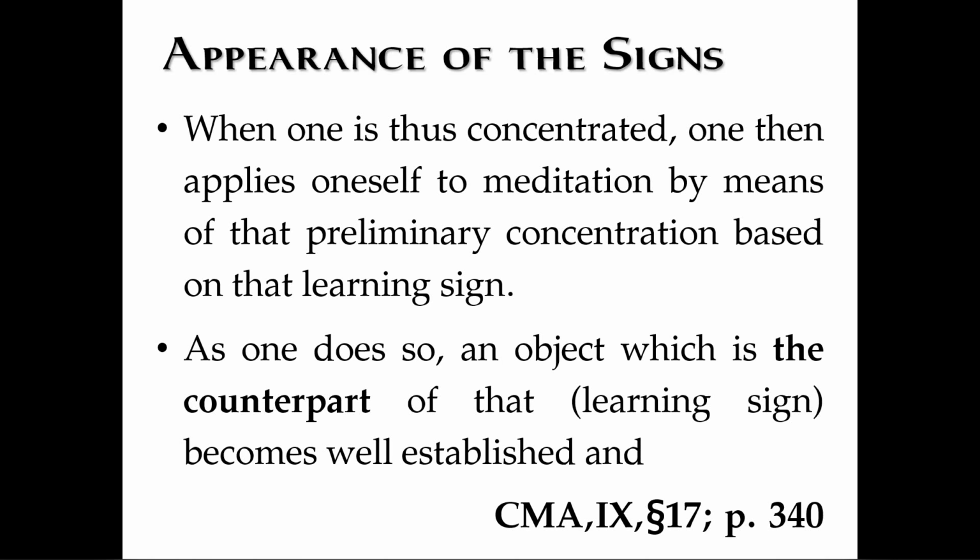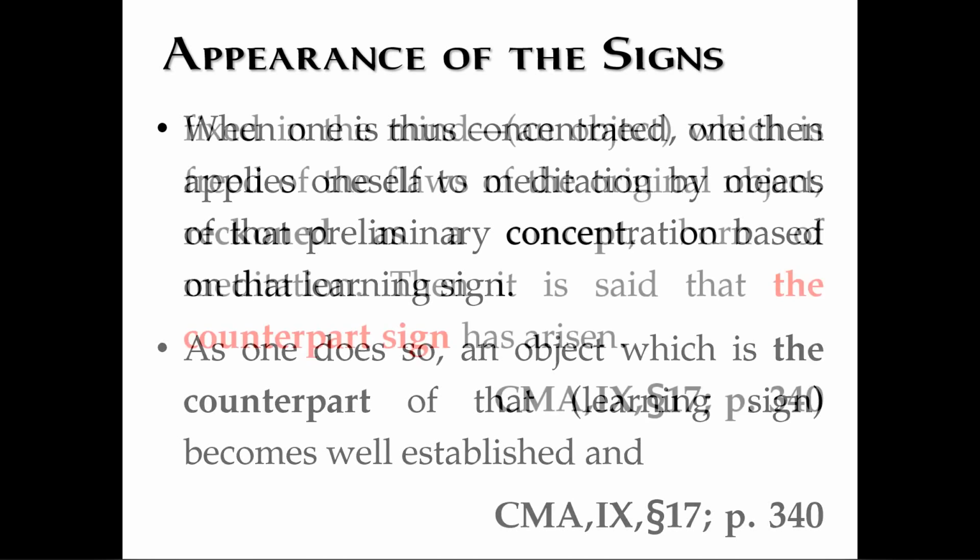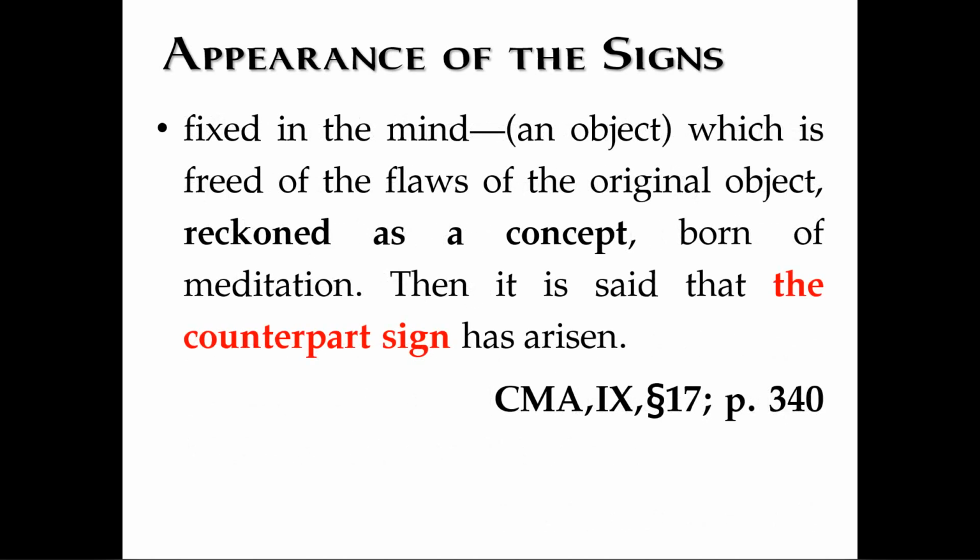Shining and bright, like that. For that reason, we use the term counterpart. So actually, that sign, shining and bright in your mind, is a counterpart of the learning sign, the counterpart of the earlier earth disc. It is well established, now fixed in the mind. That means this shining and bright sign is fixed in your mind. Your mind does not go anywhere.